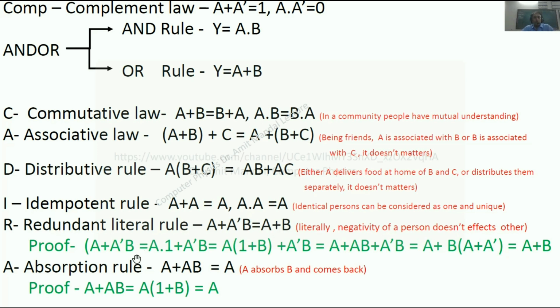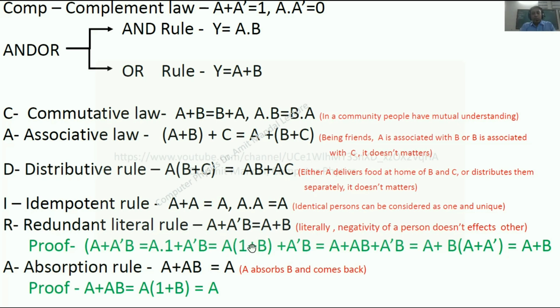There is a proof also. See, this A plus A complement B can be written as A dot 1, which means A is ANDed with 1. In case 1 is ANDed to any variable, it will make no difference, because 1 into A will be A itself. So A dot 1 plus A complement B. Now this 1 can be written as 1 plus B. This is a case of OR gate, because in case of OR gate, if any one input is 1, then the output is 1. So A into 1 plus B, plus A complement B.